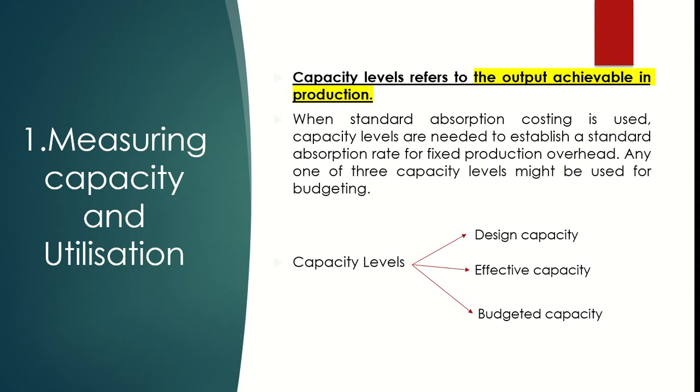So measuring capacity and utilization. We want to know two things: what is meant by capacity, then how we are going to utilize our capacity. Here I have given the definition. Capacity levels refers to the output achievable in production. So what is capacity then? Capacity is the output level achievable in production.